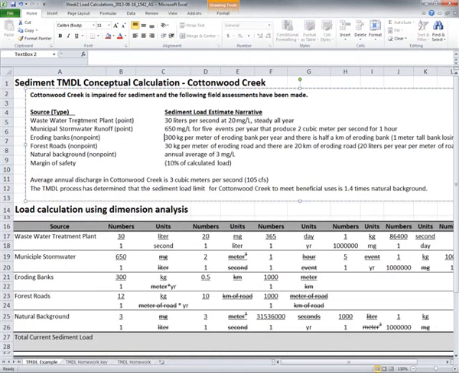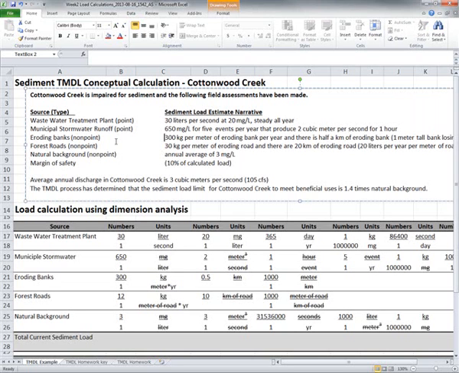a wastewater treatment plant is a type of source, and we might think about that. You might have a pipe coming out, and maybe 30 liters per second is the flow, and you might have 20 milligrams per liter of sediment coming out of that, and it might be steady all year. Stormwater runoff we would think about in a different way because it's associated with events, and so you might have 5 events per year that produce 2 cubic meters per second of runoff for 1 hour and 650 milligrams per liter in that runoff of sediment.